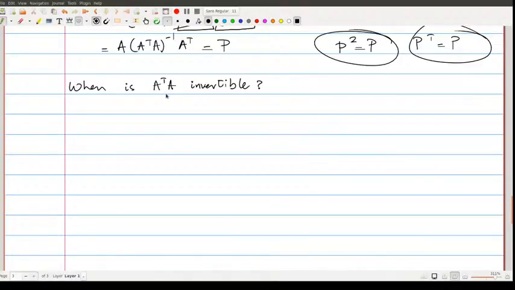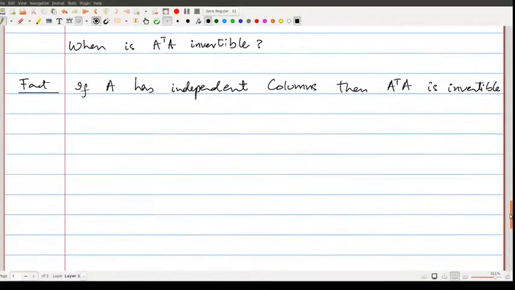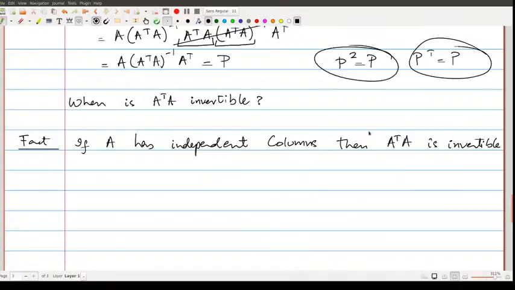But can I know something about the original matrix A that can tell me when this A transpose A is invertible, right? And so I'm leading to this fact, this theorem, that is, if A has independent columns, then A transpose A is invertible. Right? We're going to see that using some examples, and then we'll prove this as well, and that would be the second half of this lecture. Okay, so the question is, when is A transpose A invertible?